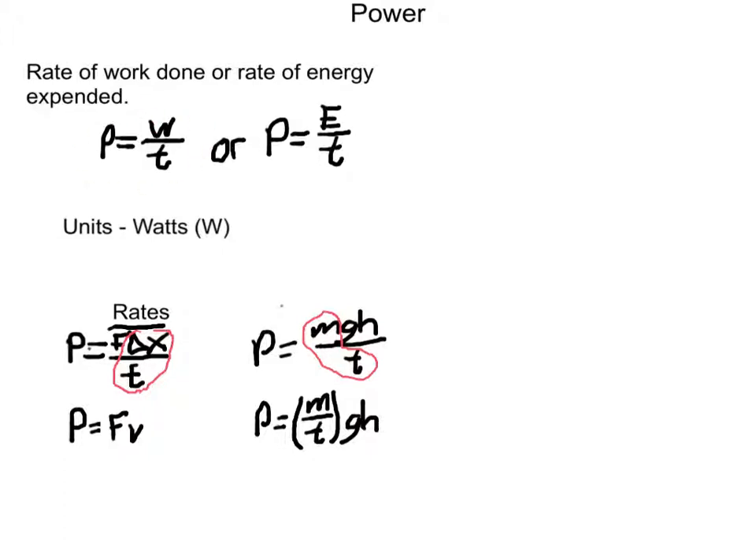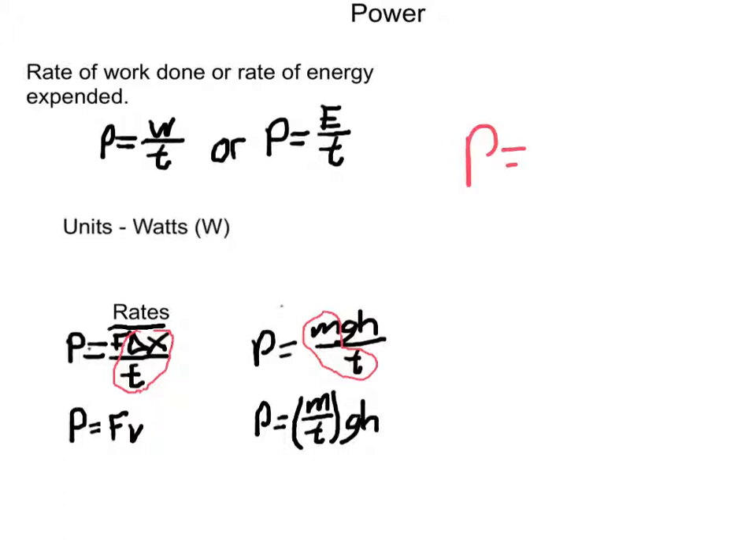So the equation for power: power equals work divided by time, or it's actually the exact same thing. We haven't fully gotten into this yet, but it'll be energy divided by time. Okay, so work divided by time, or energy divided by time. Now work, we know the equation for that, right? We can break this equation down.